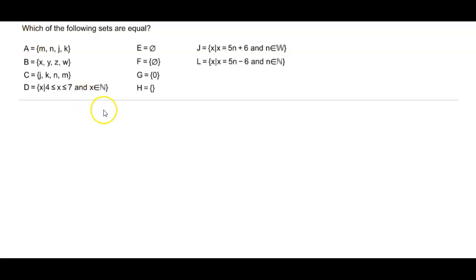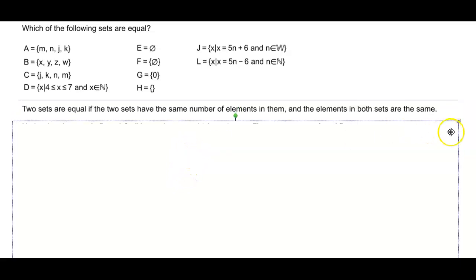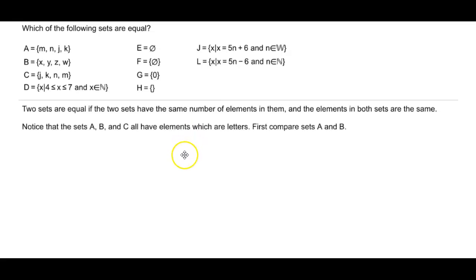Which of the following sets are equal? Now, first, two sets are equal if the two sets have the same number of elements in them, and the elements in both sets are the same. Now, notice that the sets A, B, and C all have elements which are letters. So let's first compare sets A and B.